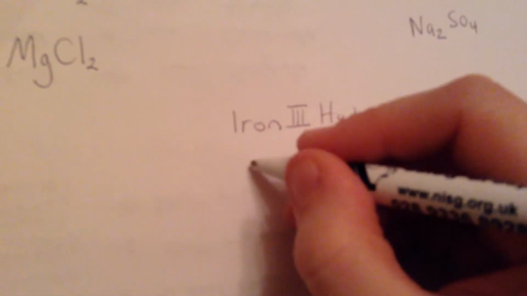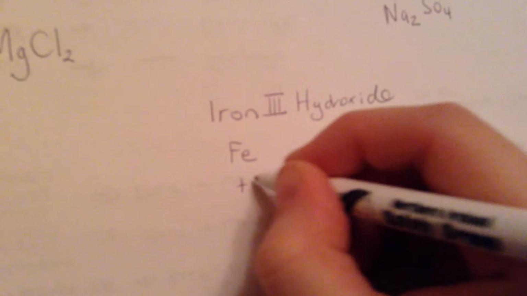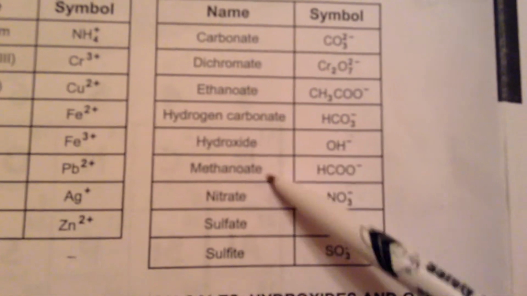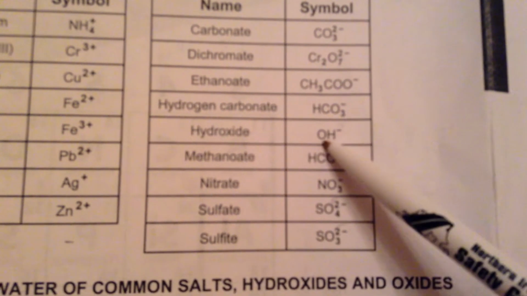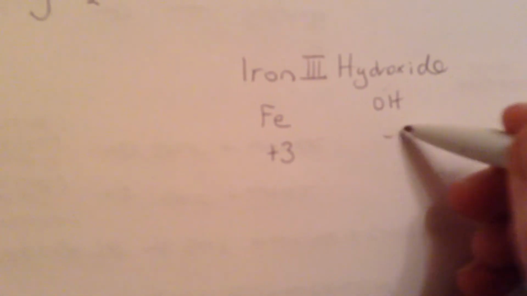We know from a moment ago, looking at the periodic table, the symbol for iron is Fe. We've been told that the number is 3. Hydroxide is from the data sheet, and we should find hydroxide here. OH with a minus. So it's OH, and your charge is -1.